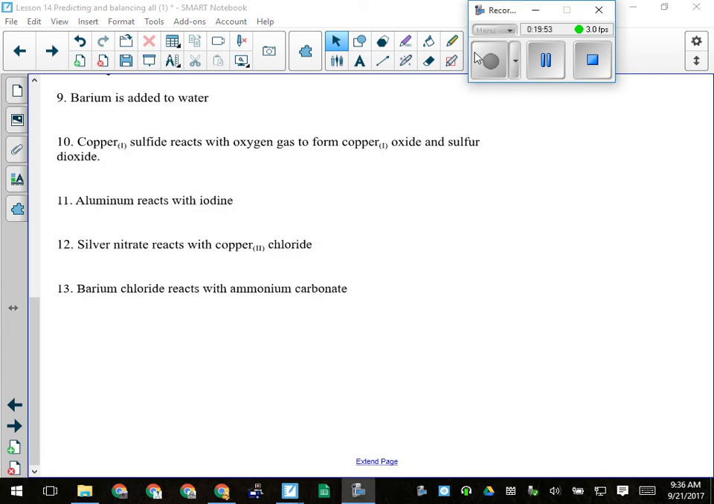All right, so let's look at number 10 here. Number 10 is using the rare form of copper, the copper with the +1 charge. So we have copper 1 sulfide. Now, sulfur is a -2, copper is a +1. So when I do the drop and swap, I'm going to get Cu2S in this case. And it's reacting with oxygen gas.